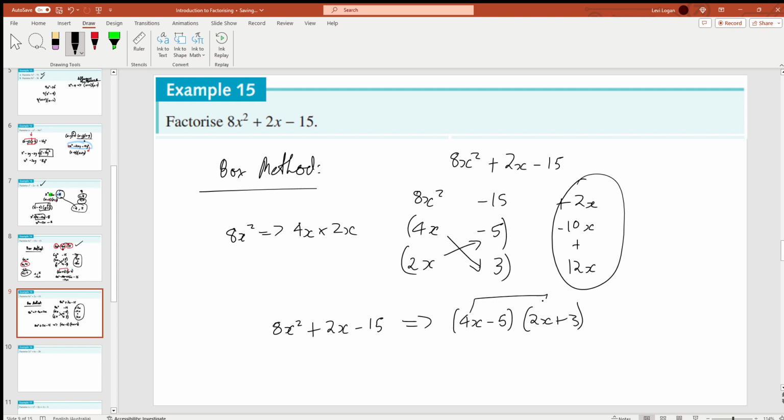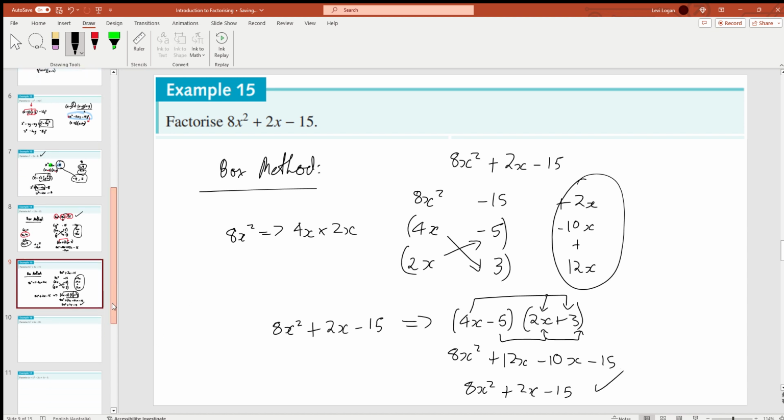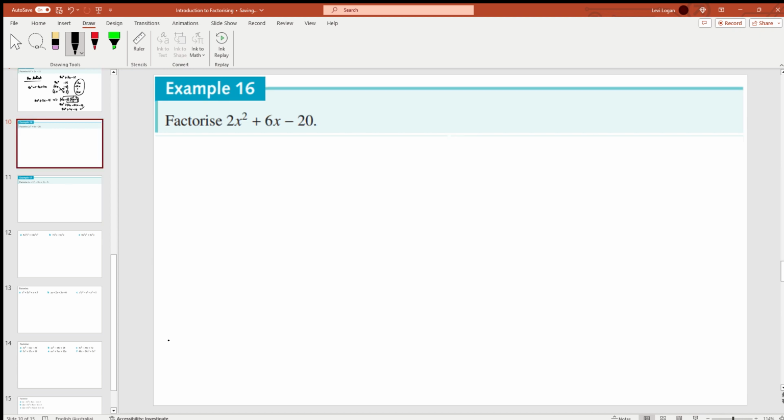And you can double check that by multiplying out. So you're going to get 8x squared plus 12x minus, oh, I forgot this one, minus 15. That's not minus 15, sorry. 4x times 3 is going to be 12x. And this is going to be minus 10x. And then minus 15, for minus 15. So that gives you 8x squared plus 2x minus 15. And that's done, pretty much. That's that fully factorized. Right, let's go on to the next example.